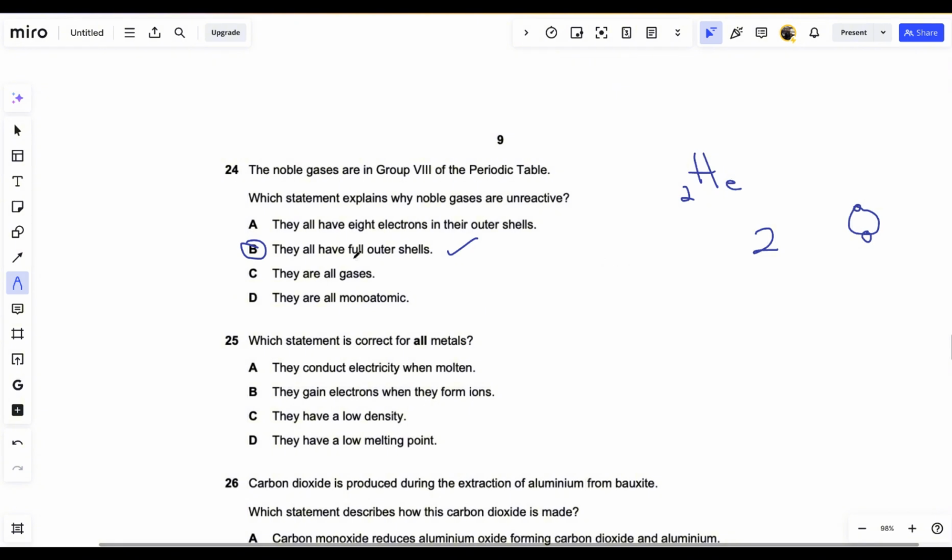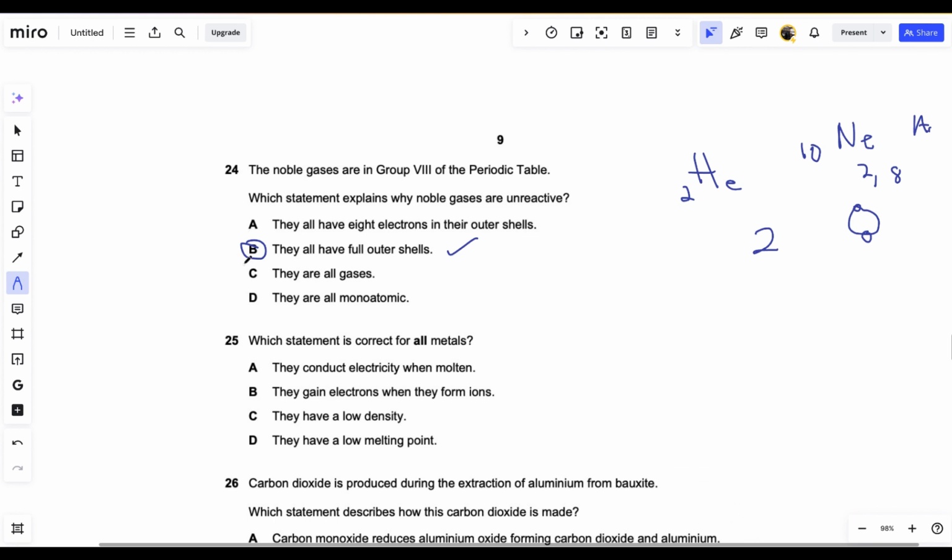So it's better to go for the superior argument. They all have a full outer shell. Saying full outer shell is a better answer than saying they all have 8 electrons. They actually have 8 electrons except helium. Helium does not have 8. The next one is neon, atomic number 10, and the first shell is 2. The outer shell is 8. The next one is argon, it has 8 in the outer shell. But the first one does not have 8. That's why many students will go for A.